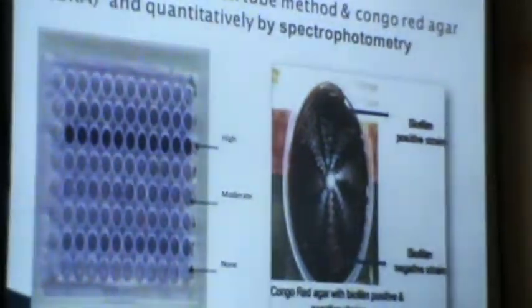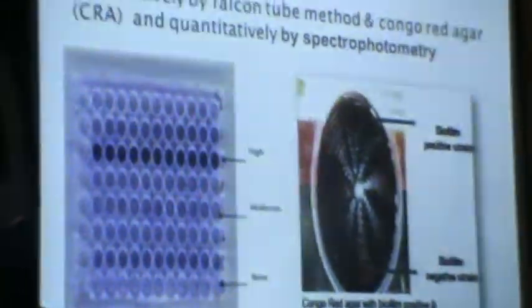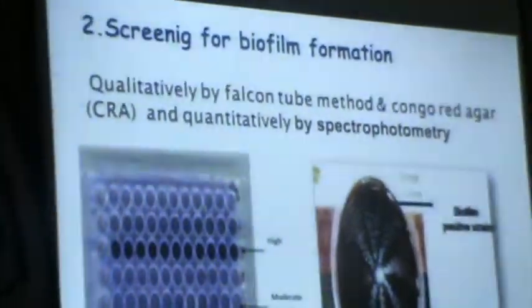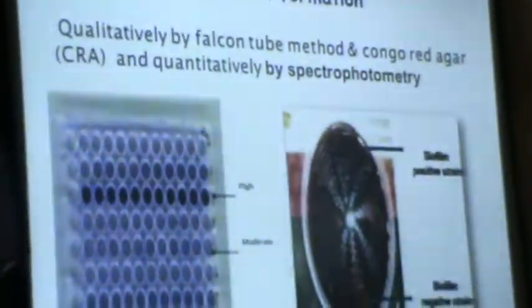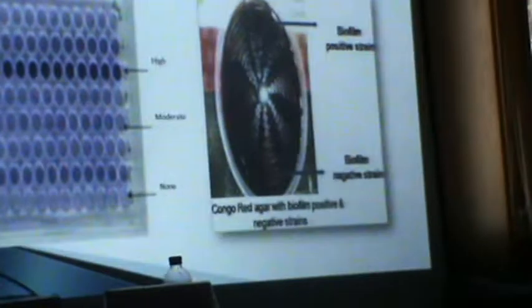The colonies of non-biofilm producers give pink or red colonies, while the strong biofilm producers give black colonies, and from weak to moderate it will give red colonies with black periphery. In the second method, quantitatively, it shows different degrees of color of crystal violet, which show different degrees of biofilm formation. We can see this non-biofilm producer, this was a moderate biofilm producer, and this was a high biofilm producer.